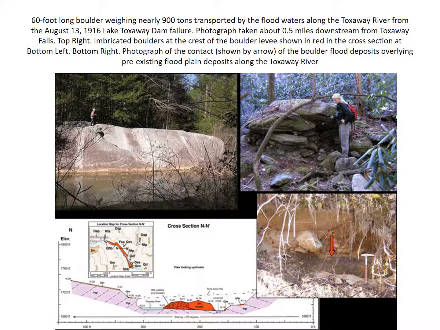So that same flood transported a boulder weighing 900 tons along the Toxaway River, because the Lake Toxaway Dam failed. And so it moved it a half-mile downstream, and you can see this boulder. I think this one up on the top left really gives an image of how large this boulder was. And then you have a cross-section down at the bottom of what happened here. And this boulder is holding back floodplain deposits that occurred following that flood.